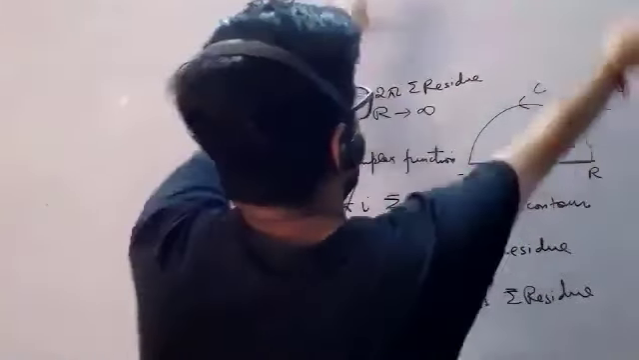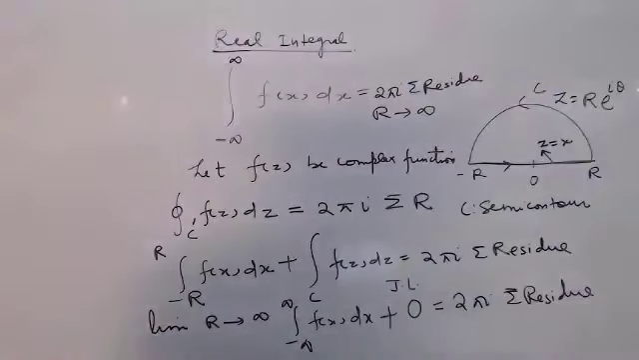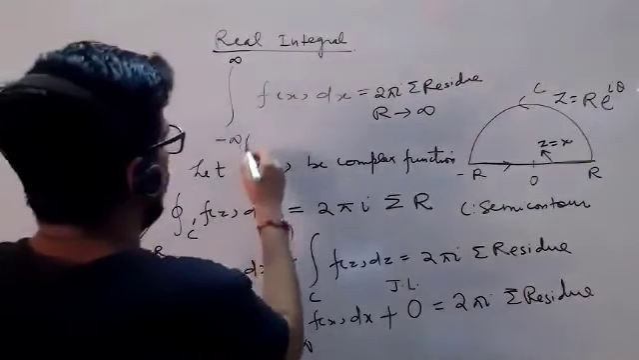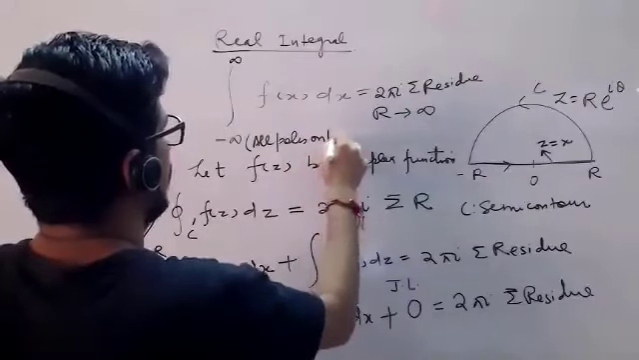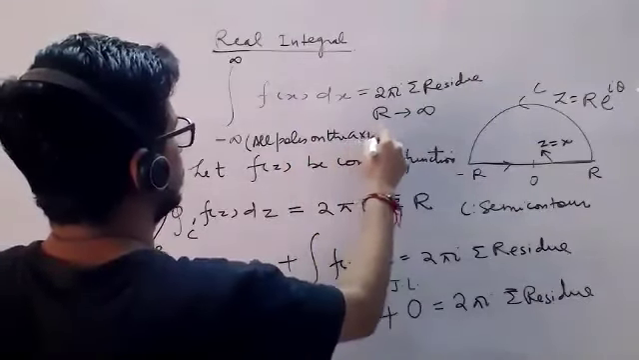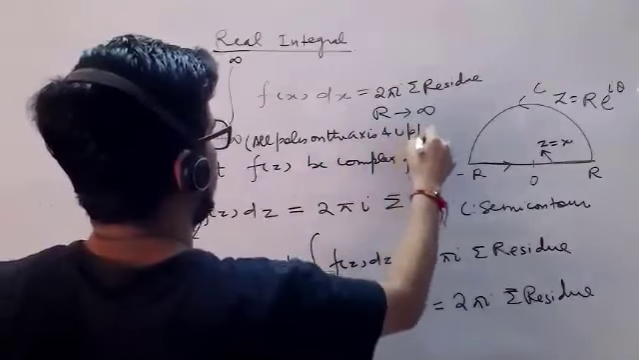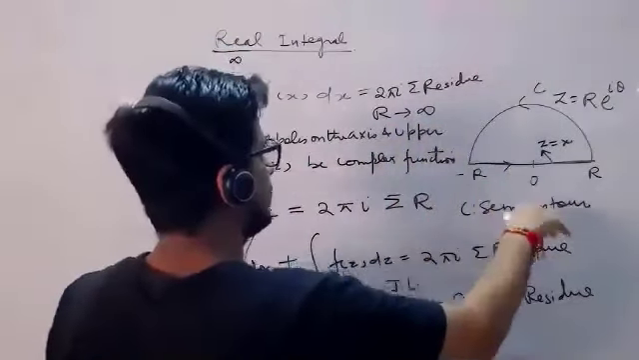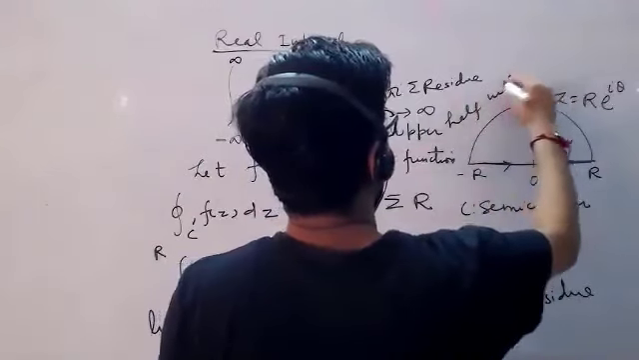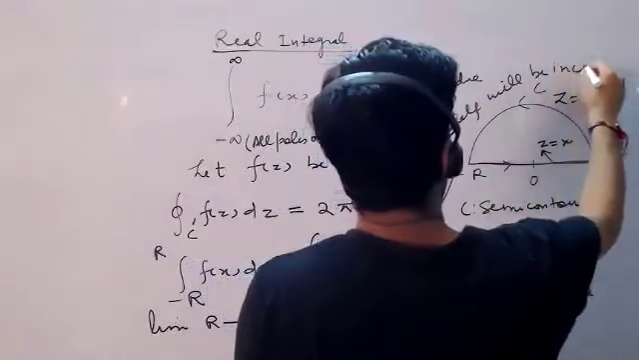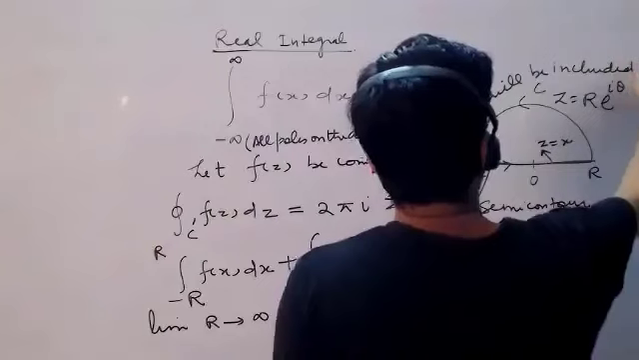I mean, this contour is very large on the upper side. So what will happen? All poles on the axis and in the upper half will be included, right? The lower ones will go outside. The upper half will be included because they are inside the contour.